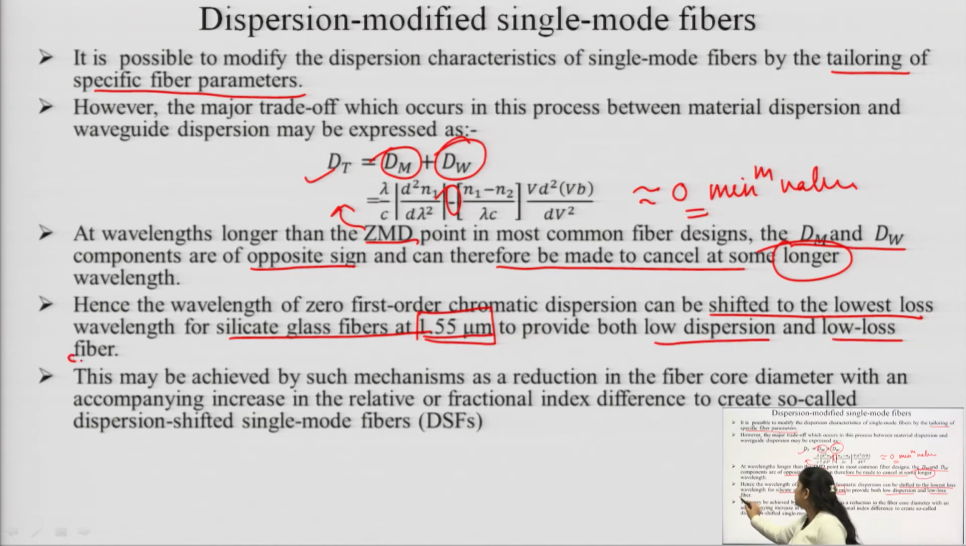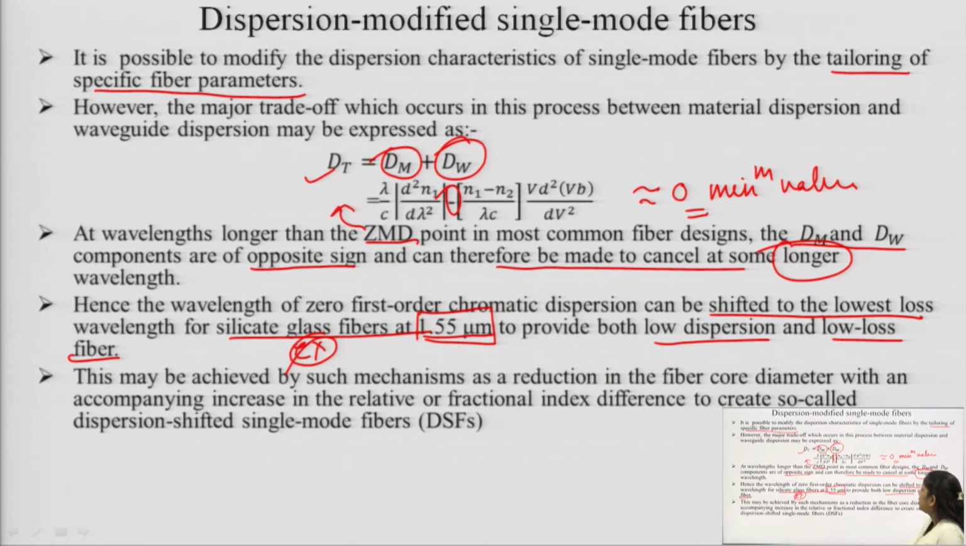If we are going to reduce it, we are getting the low loss fiber, a low dispersion fiber, and this is an example, that is for the silicate glass fiber we can obtain at this 1.55 micrometer. This can be achieved by such mechanism as a reduction in the fiber core diameter. So, what can be done?